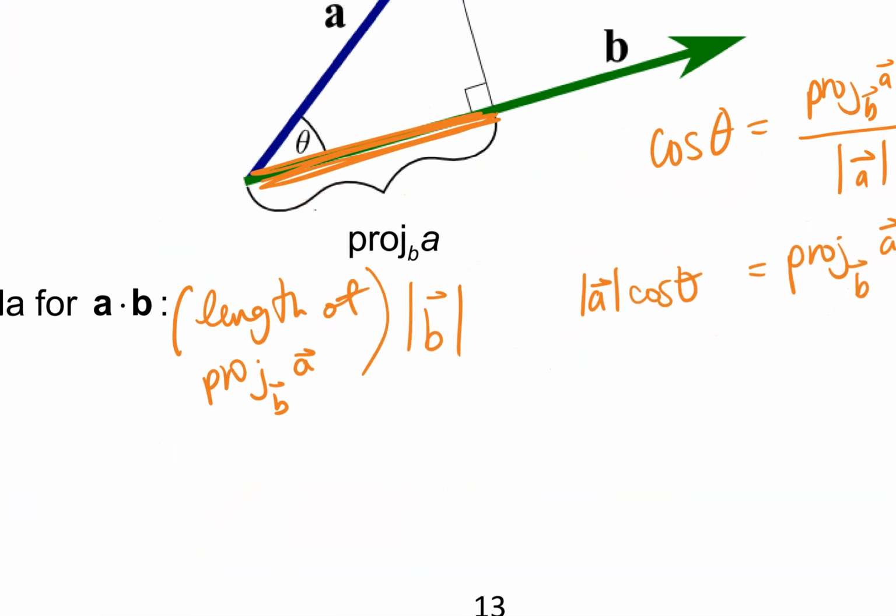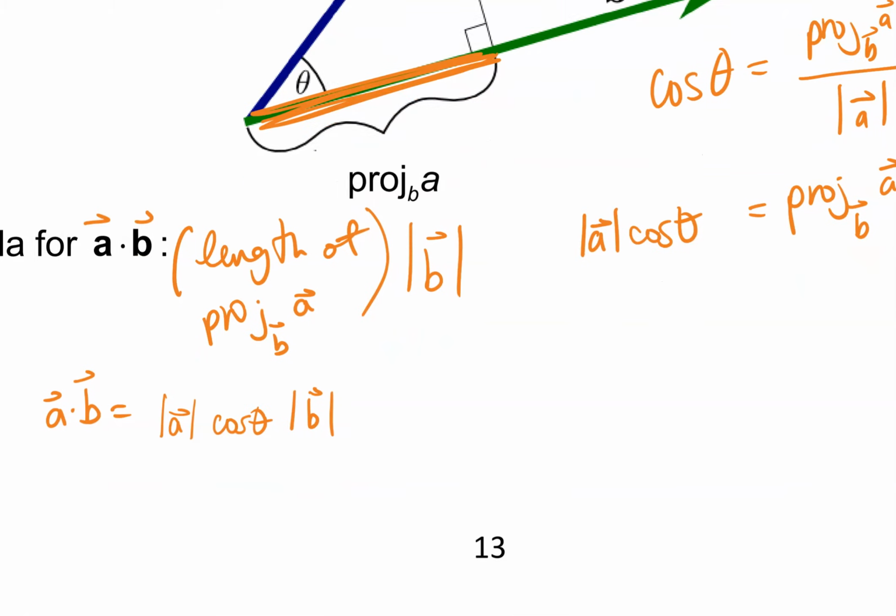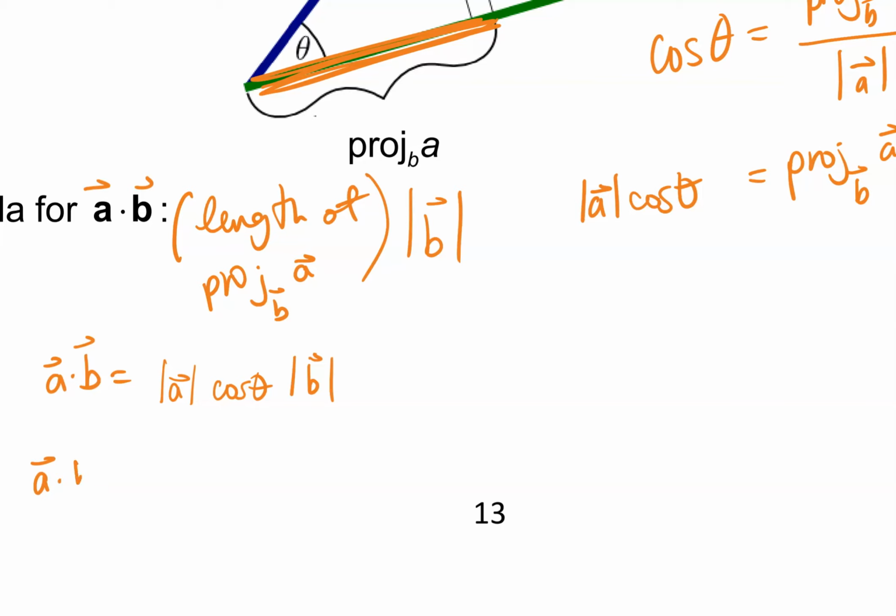Okay, so if I plug that in, A dot B is going to be equal to the magnitude of A cosine theta dot the magnitude of B. Sorry, this is just a multiplication symbol, times the magnitude of B. Since these are just numbers, magnitudes, I can just multiply them all together. So the dot product is the magnitude of A times the magnitude of B times cosine theta.